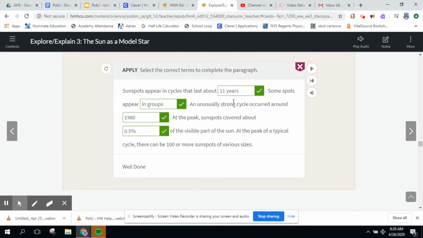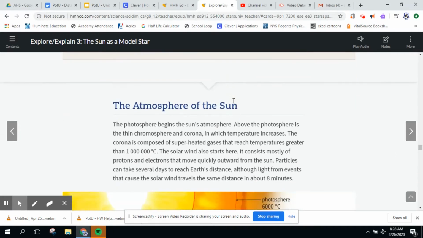So in looking at their answers, you see they last about 11 years. They appear in groups. And then again, 1960 was the peak that they covered, and about 0.5% were visible. And that's just reading the chart from above.